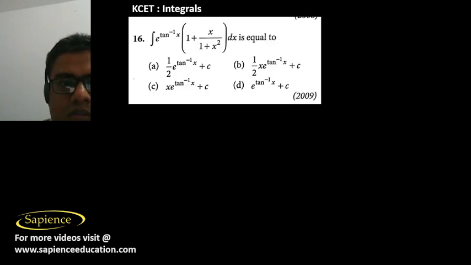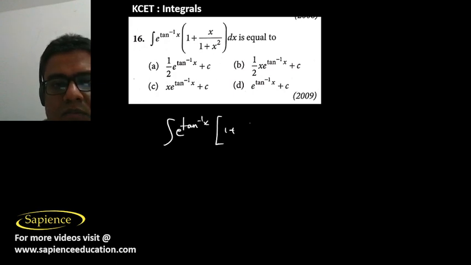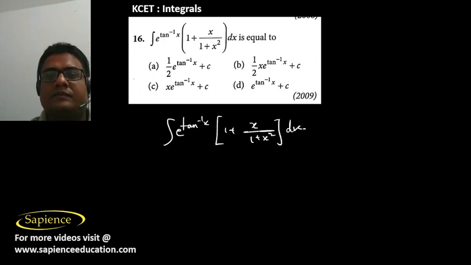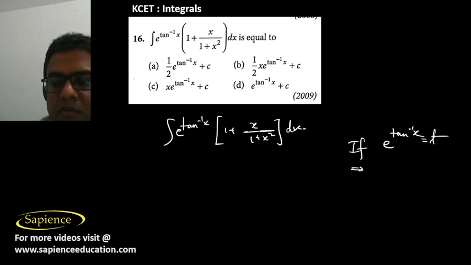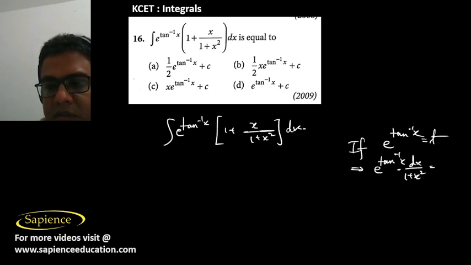Then it is told here, find the integral of e power tan inverse x into (1 plus x) by 1 plus x square dx. So now here, if we take e power tan inverse x as t, then e power tan inverse x into d by dx of tan inverse x, which is dx by 1 plus x square, is equal to dt.